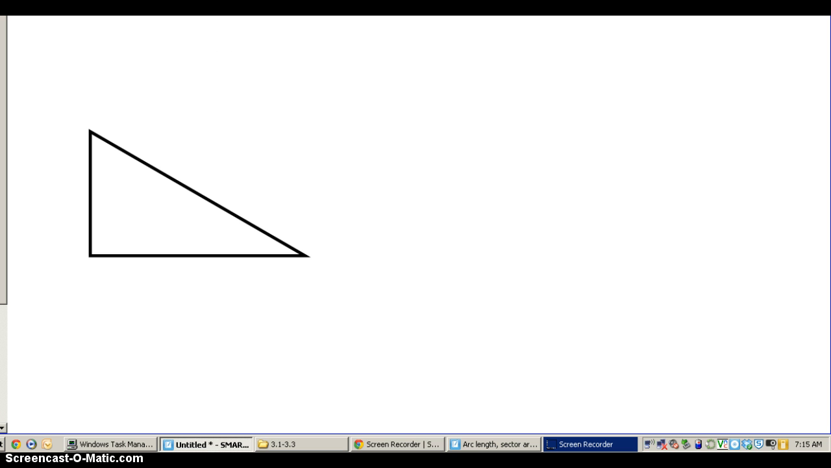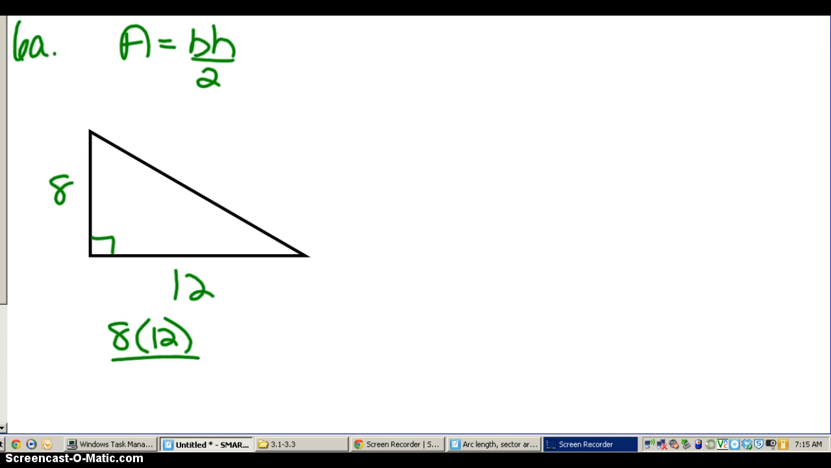All right, 6a. We're given a triangle that has legs of 8 and 12. And remember, the legs are the altitudes. The area of a triangle is base times height divided by 2. That's also the same thing as base times height times 1/2 or times 0.5. So my base and my height are always the things that are perpendicular. So 8 times 12 divided by 2 would give me 48.